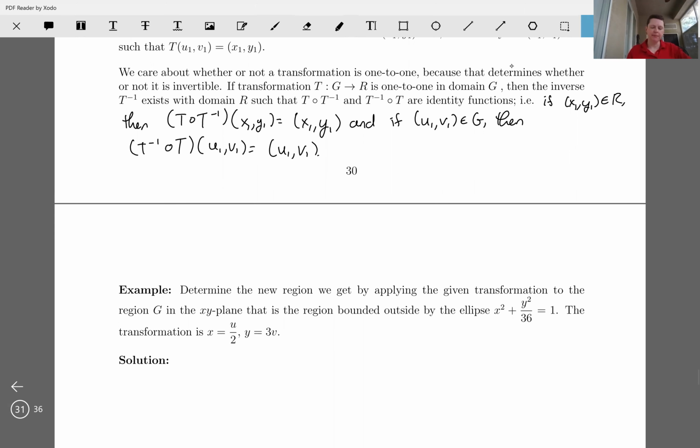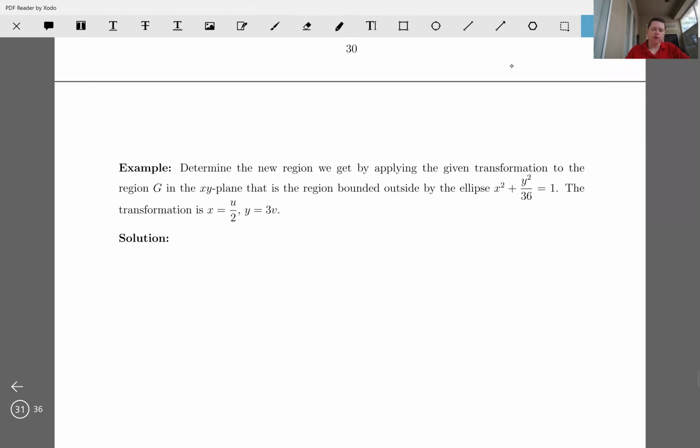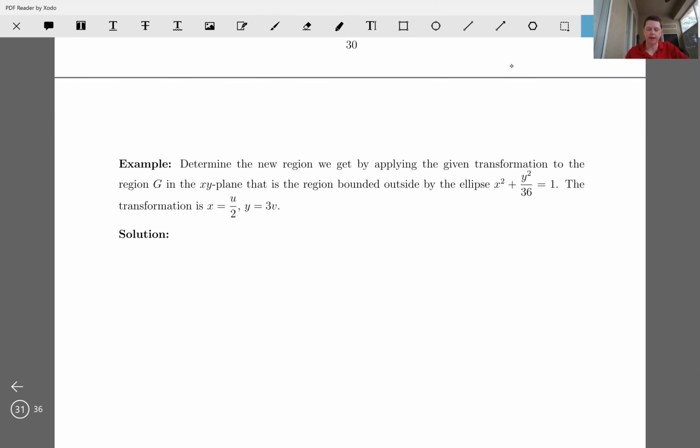Let's look at a quick example. I'd like to determine the new region we get by applying the given transformation to the region G in the xy plane. That's the region bounded outside by the ellipse x squared plus y squared over 36 equals 1. So in other words, we have the ellipse and its interior, everything inside it. The transformation we're going to use is x is equal to u over 2, y is equal to 3 times v. So how do we do this?